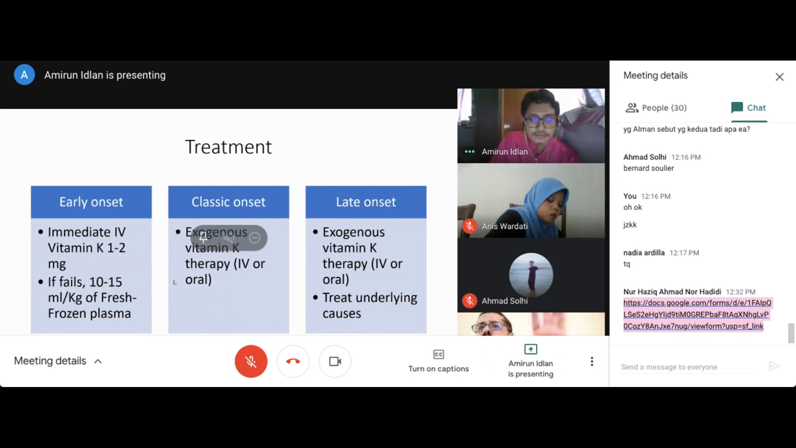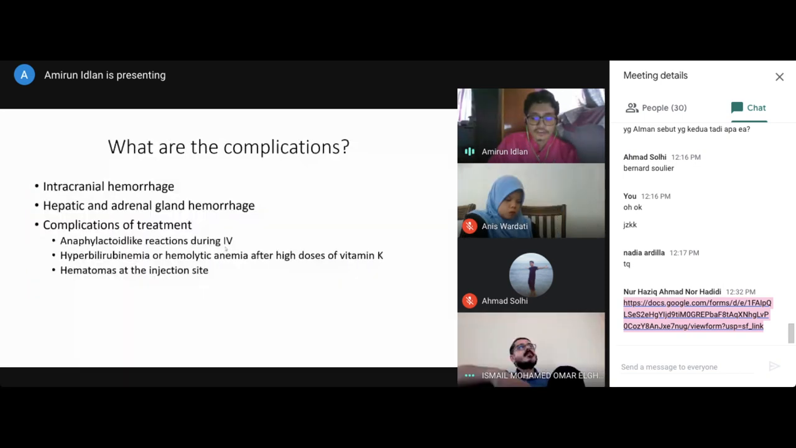For the complications, first of all is intracranial hemorrhage. Next is hepatic and adrenal gland hemorrhage, and also complications of the treatment itself: during IV, there can be anaphylactic-like reactions. When a high dose of vitamin K is given, it can induce hyperbilirubinemia or hemolytic anemia. And also, if we give IM, it can cause hematoma.